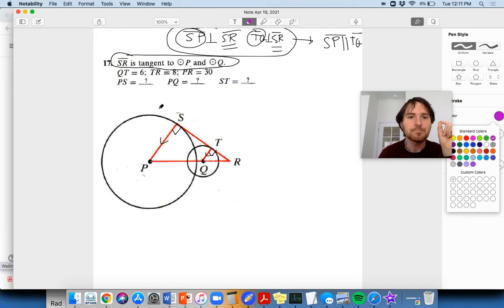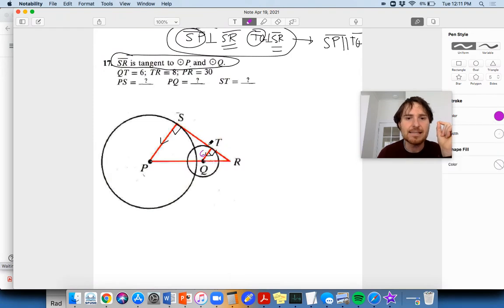Okay, QT is 6. TR is 8. PR is 30. Ooh, that's tricky. Why'd they give you PR, huh? Okay, PS, I've got to get this. That's the radius of this guy right here. Well, this is 8. This is 6. And yes, this is a good problem for you to do example-wise because this is kind of tricky right here.